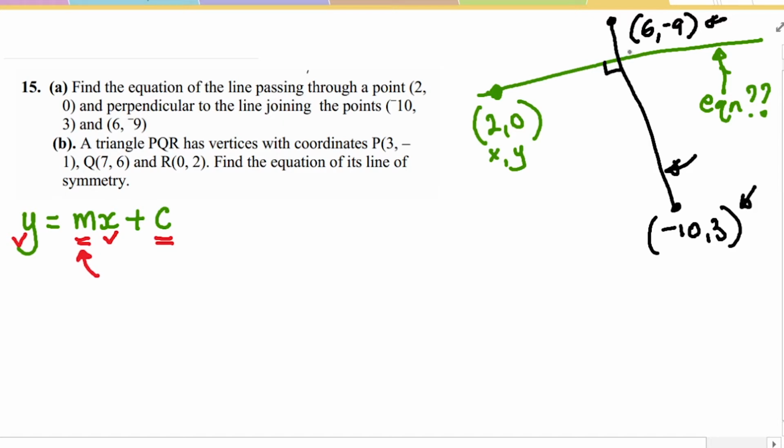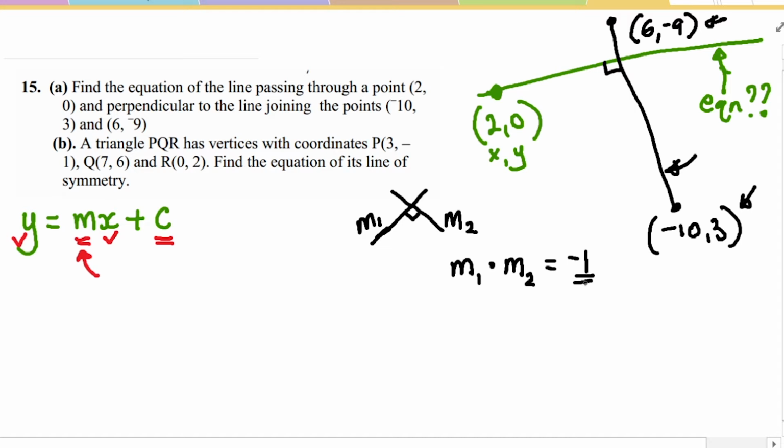Now what do we know about gradients of two lines that are perpendicular to each other? If we have two lines that are perpendicular, in other words, they meet at 90 degrees, the gradient of line 1 is m1, the gradient of line 2 is m2. When you multiply those two gradients, in other words, m1 multiplied by the gradient of line 2, which we are calling m2, they are supposed to be giving you negative 1.